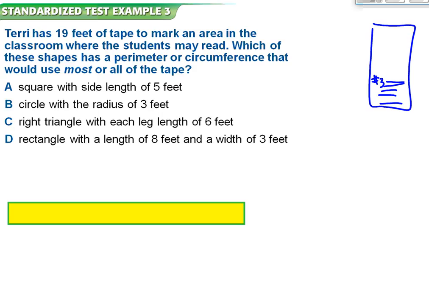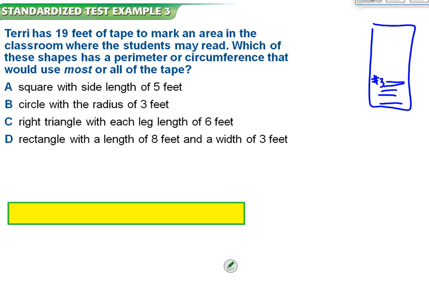And this problem I asked you to do kind of at the end, and we'll go over it right now. It says Terry has 19 feet of tape to mark off an area in the classroom where the students may read. Which of these shapes has a perimeter or circumference that would use most or all of the tape? For this one, you should find all of the solutions and then see which one uses most or all of the tape.